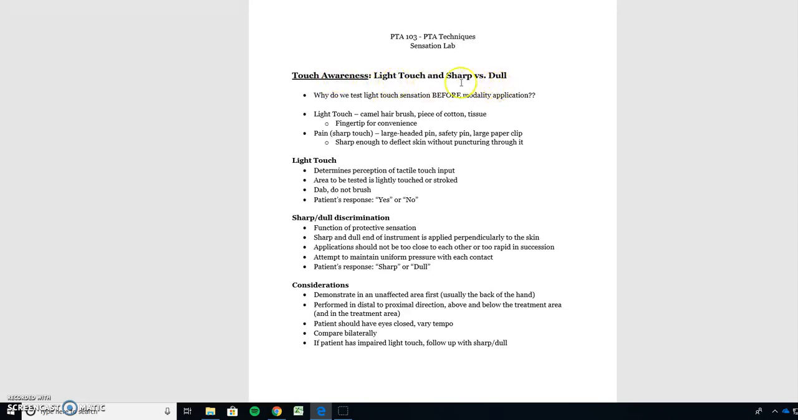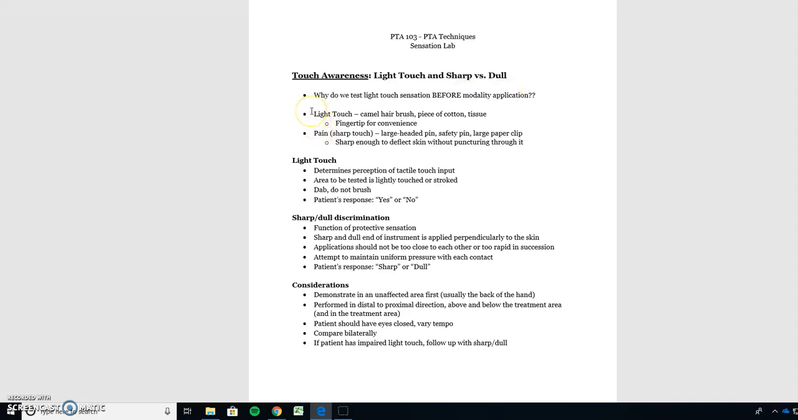So light touch as well as sharp versus dull. Usually we want to test our light touch sensation before we do any of our modality application, but we will also want to do this after a lot of our modalities. So first things first, we need to do a visual inspection of our patient, check the integrity of their skin before we then apply our modality.